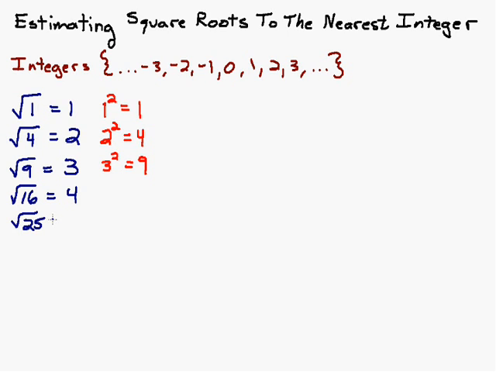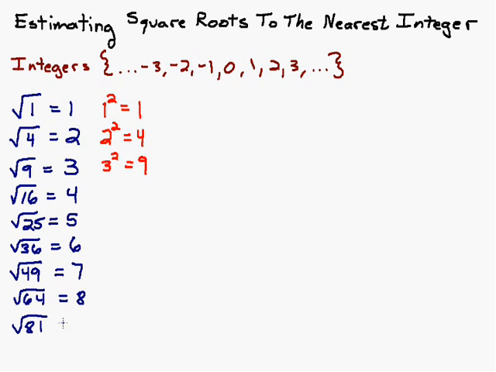And the square root of 25 is 5. Next one, the square root of 36 is 6. To find the next one, I'd have to think 7 is going to be the next number here. So 7 squared is 49. So the square root of 49 is 7. We'll go up to 10. The square root of 64 is 8. The square root of 81 is 9, because 9 times 9 is 81. And the square root of 100 is 10.